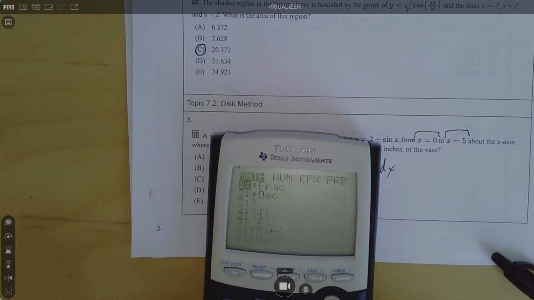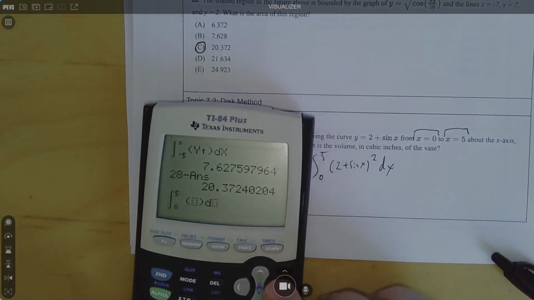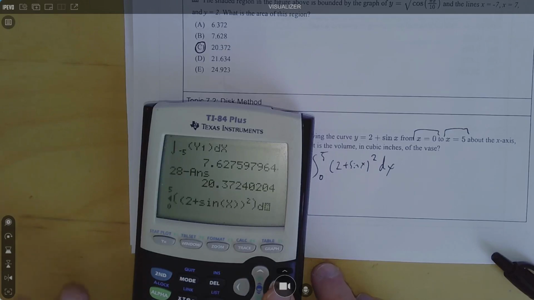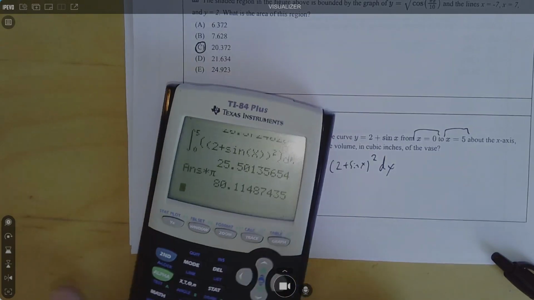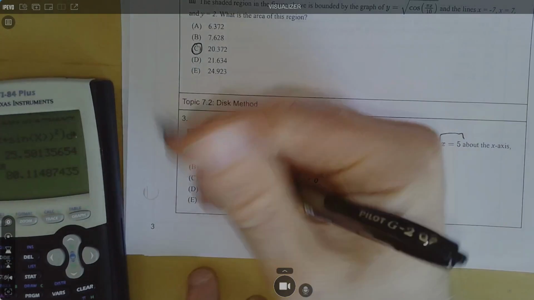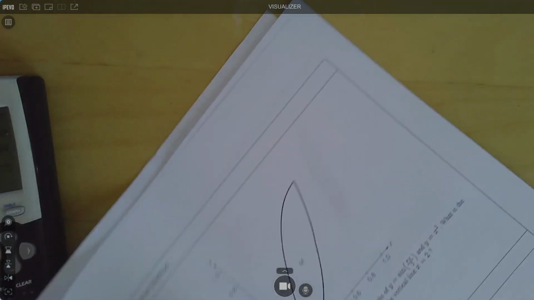We're going to do math 9. From 0 to 5, put this in parentheses: 2 plus sine x, squared, dx. I'll have to multiply by pi in a second, times pi, 80.11. So it's E. Okay, pretty straightforward. That's disk.